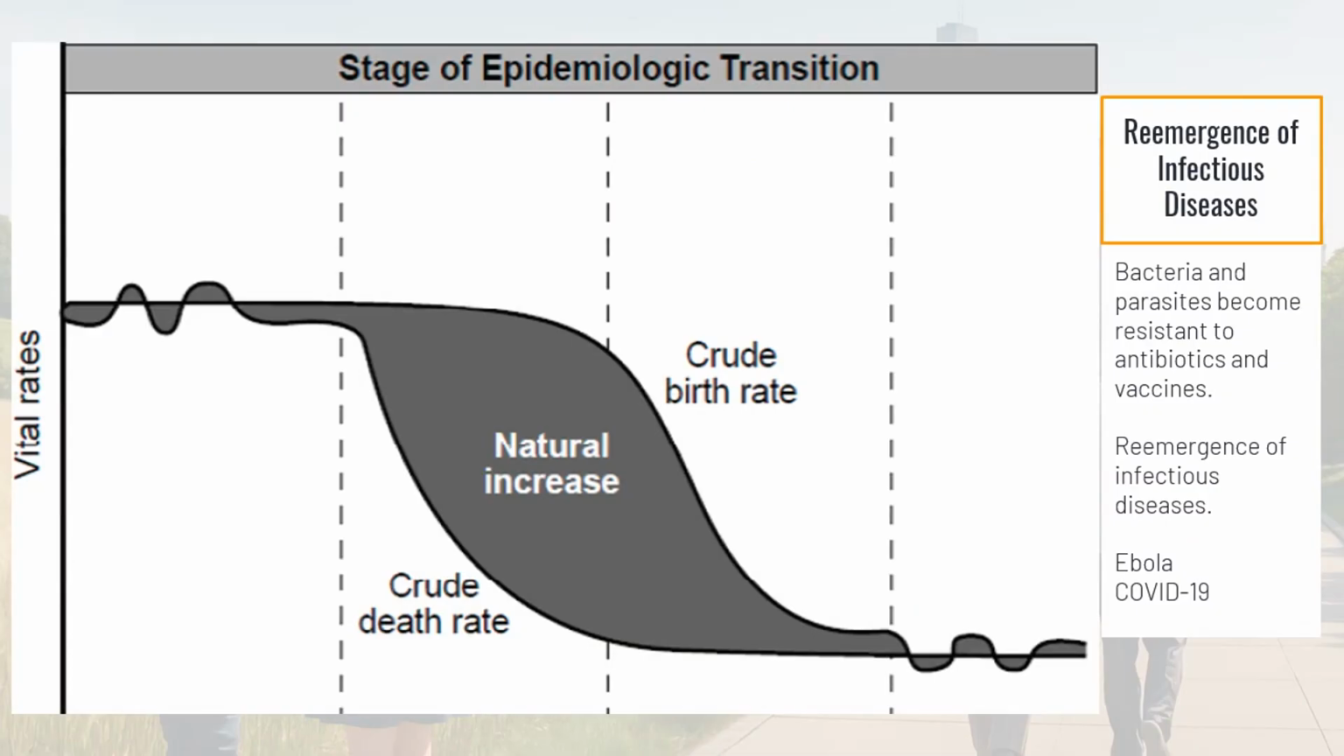Here we see the re-emergence of infectious diseases, old enemies making a comeback. Why? Because bacteria and parasites can adapt, becoming resistant to antibiotics and vaccines. Add in global travel, urbanization, and climate change, and suddenly diseases can spread faster than ever. Recent examples include Ebola outbreaks and, of course, COVID-19, which showed just how quickly the world can be impacted by a new pandemic. In this stage, even though countries may be highly developed, their populations are still vulnerable to global health threats. It's like the plot twist where the villain you thought was gone reappears in the sequel.